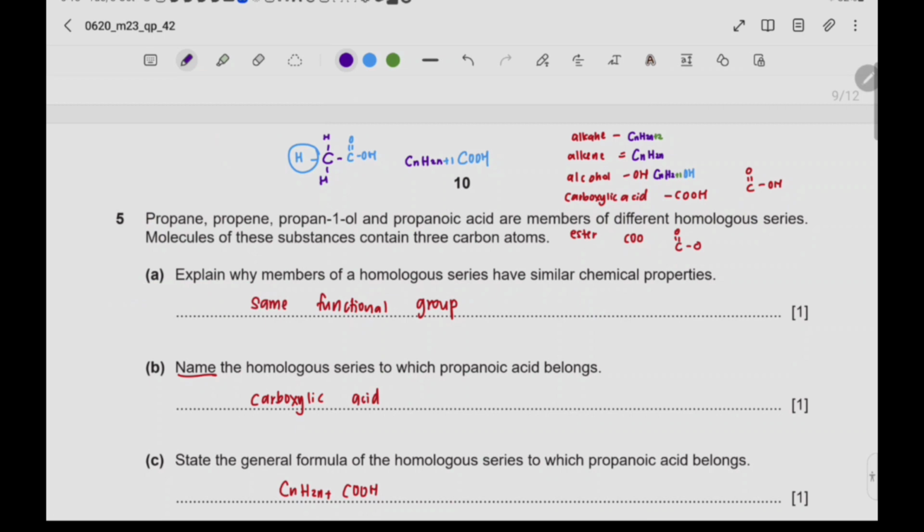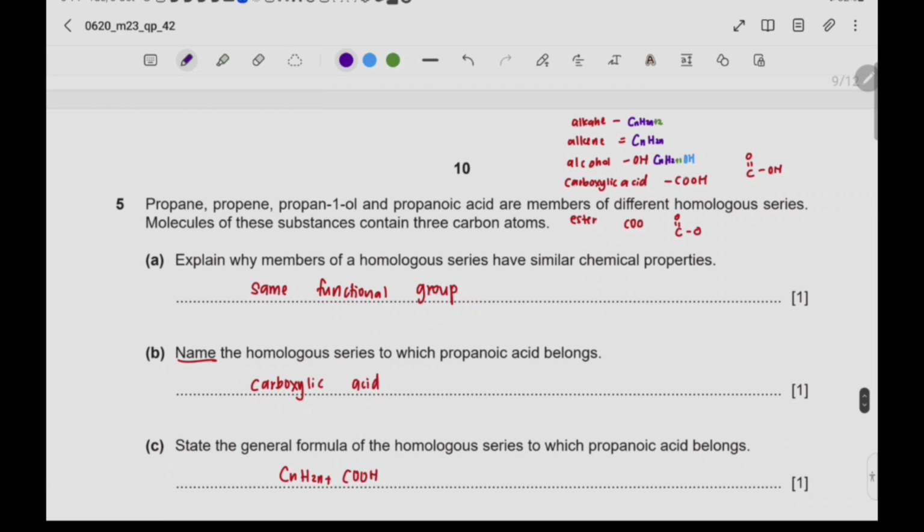If you go for ester, that one doesn't really have a general pattern like that. So this is how you should do them. Did I put it wrongly here? Oh yeah, I didn't write this down, sorry. CnH2n+1COOH. Once you get the concept, it's very easy for you to memorize. So it's not a problem, right?